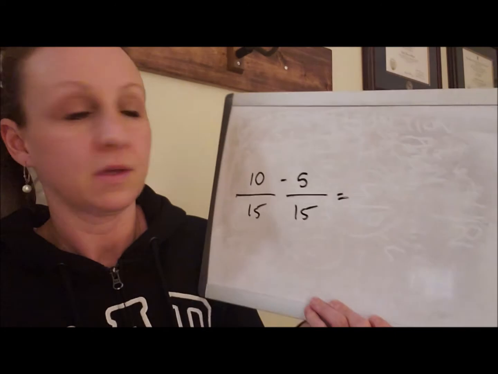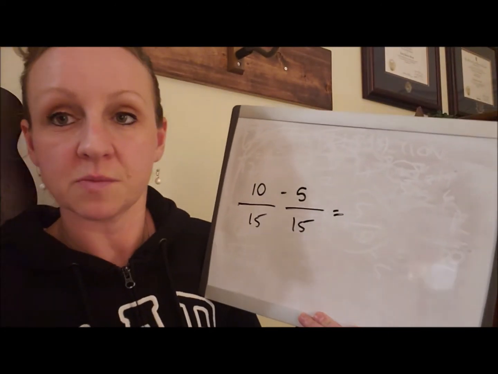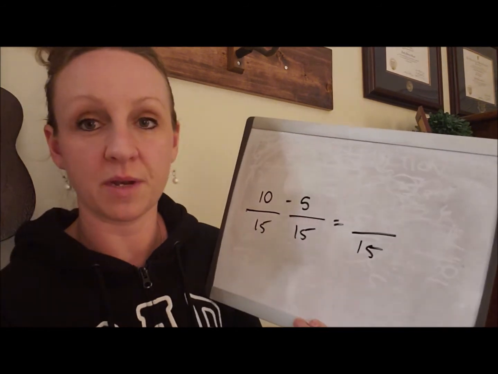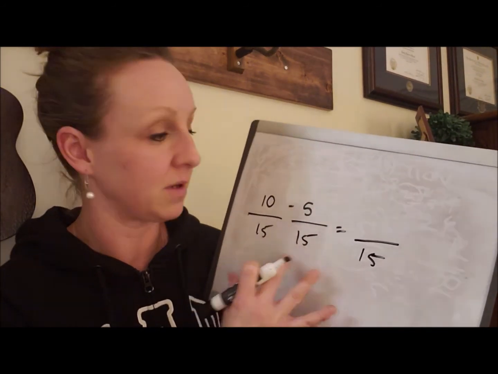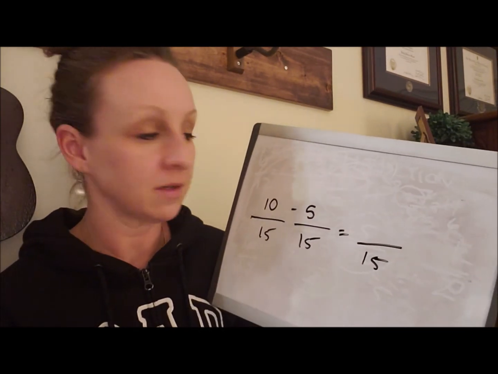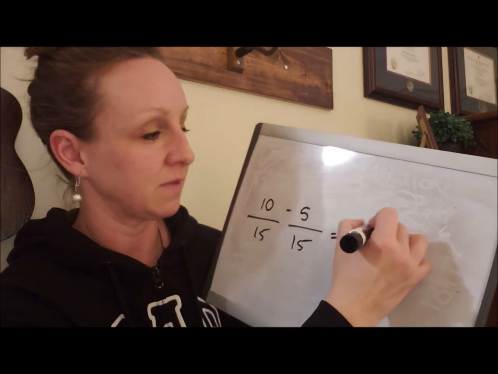Let's do out of 15, let's go 10 minus 5. So I've got 10 out of 15, subtract 5 out of 15. My answer is always going to have the same denominator. As long as my denominators are the same, I don't have to do anything differently. My numerators, I subtract. So 10 subtract 5 is 5.